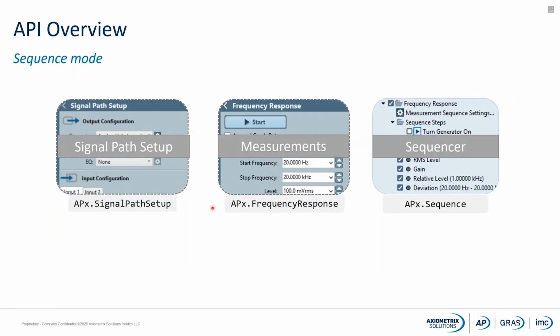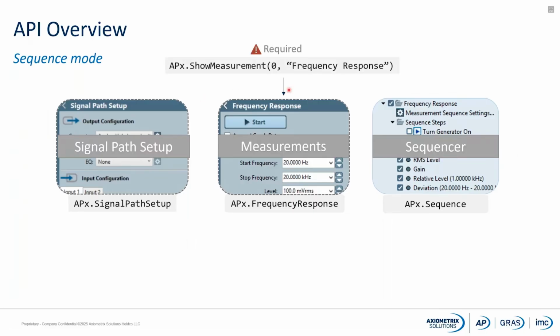Within sequence mode, you have three general categories of APIs. You have your signal path setup configuration, you have measurement configuration, and then you have your sequence-related API, such as for getting acquired data and pass-fail status and so on.